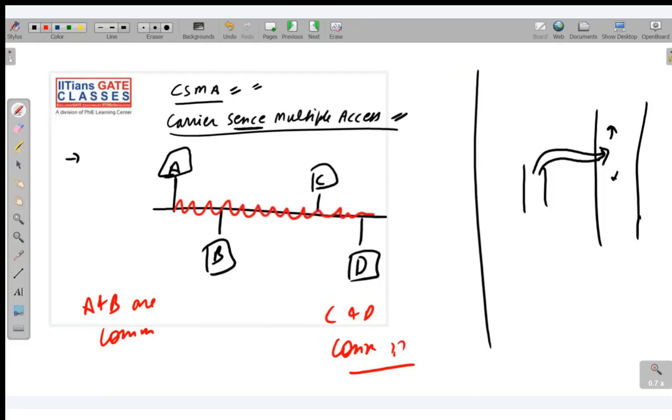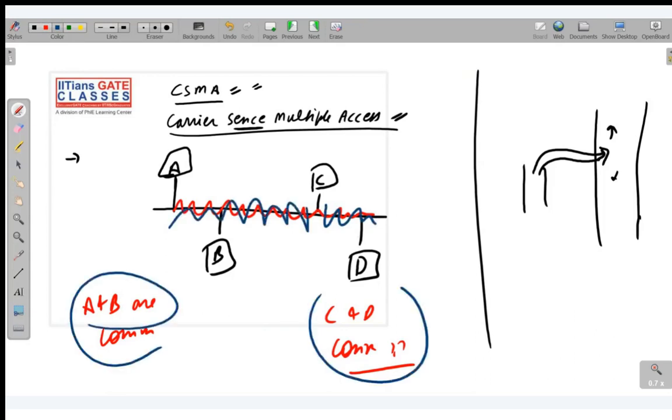Similarly, when C is communicating with D, C's signal will go everywhere. So when A and B are communicating, C and D cannot communicate. Please write this line. When A and B are communicating, C and D cannot communicate.